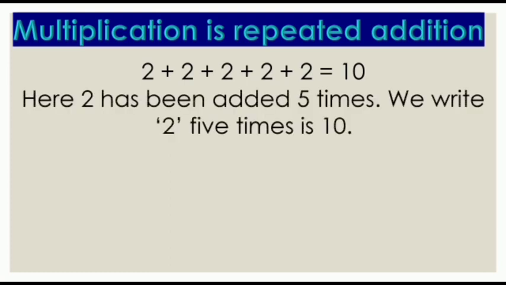Here 2 has been added 5 times. We write 2 5 times is 10. What they have told is that number 2 has been added 5 times. Okay, so we write 2 5 times is 10. मतलब यहाँ पे नंबर 2 को 5 टाइम्स ऐड किया है बराबर. सो 2 5 टाइम्स इज 10.